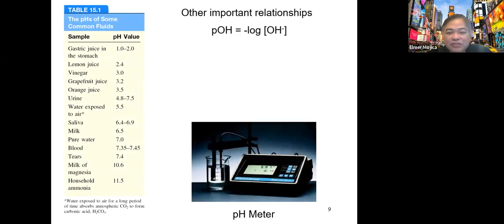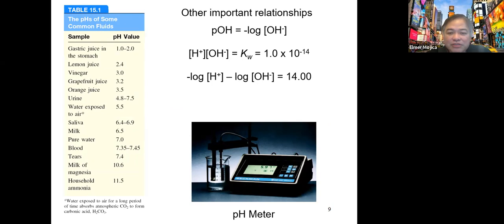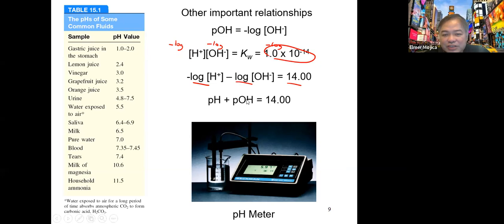So what we call that now is the pOH. pOH is equal to negative log of OH minus. Okay, and we all know H plus times OH minus is equal to Kw. So if we're going to express everything in what? Negative log, like that. So this is 14 right away. Then this is negative log H plus, this is negative log OH minus. So negative log H plus is what? pH. Negative log OH minus is pOH. So the sum of the two is equal to 14.